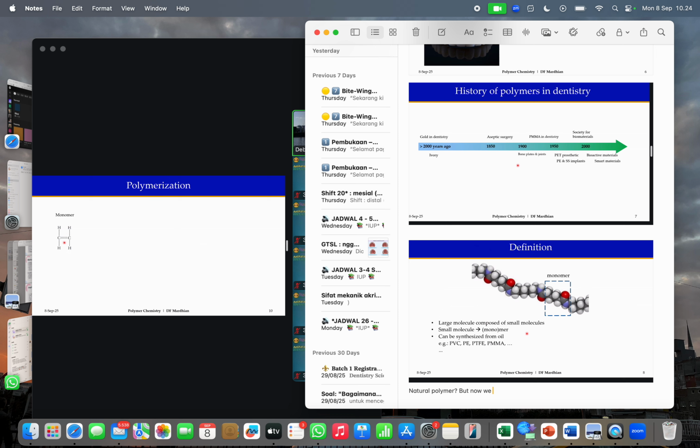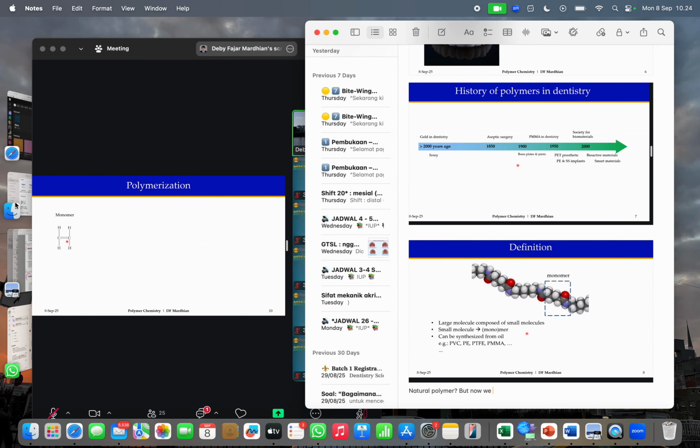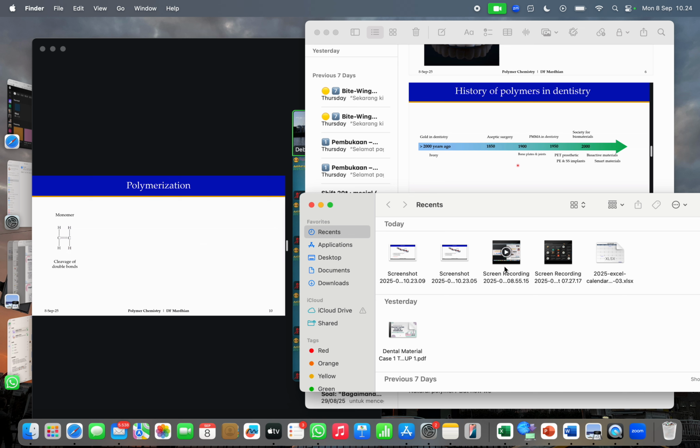If it was a single bond, it's ethane, but here it's a double bond. It's called ethene. When we break this double bond, the ethene would be radicals.